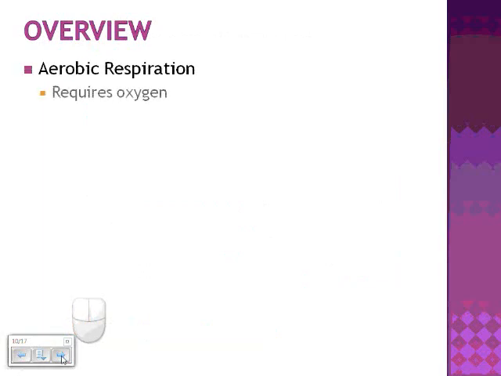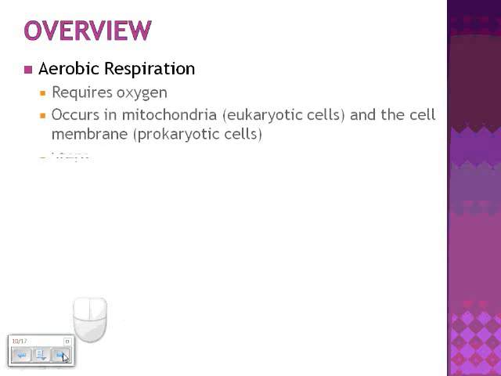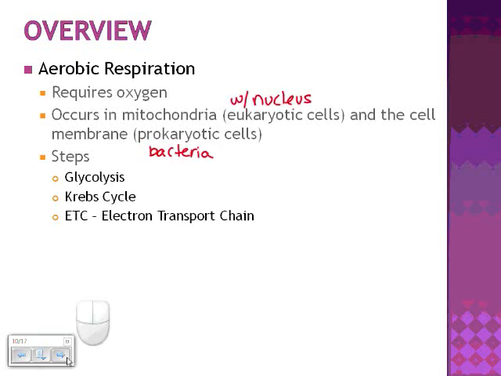So our general overview of aerobic cellular respiration, all right, is that it's going to require oxygen, just like I said. It's going to occur in the mitochondria for eukaryotic cells, and remember, you are eukaryotic. Eukaryotic meaning with a nucleus, plant cells, animal cells. And in the case of prokaryotic cells, which was our fancy word that we said for bacteria, it's going to happen in the cell membrane. The steps involved are something called glycolysis, Krebs cycle, and the ETC, or the electron transport chain.